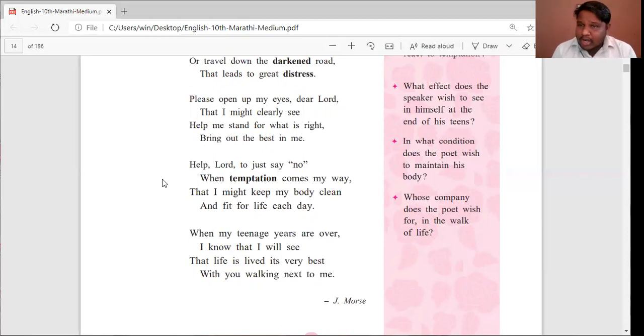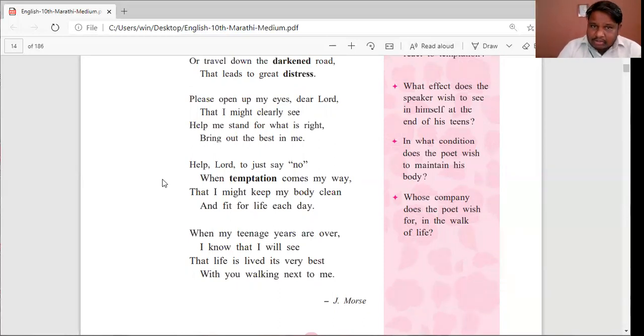Okay, in these four lines, the poet requests God to open his eyes, and he wants to see only those things which are clear, which are good. And after that, the poet requests God, help me stand for what is right. Bring out the best in me.